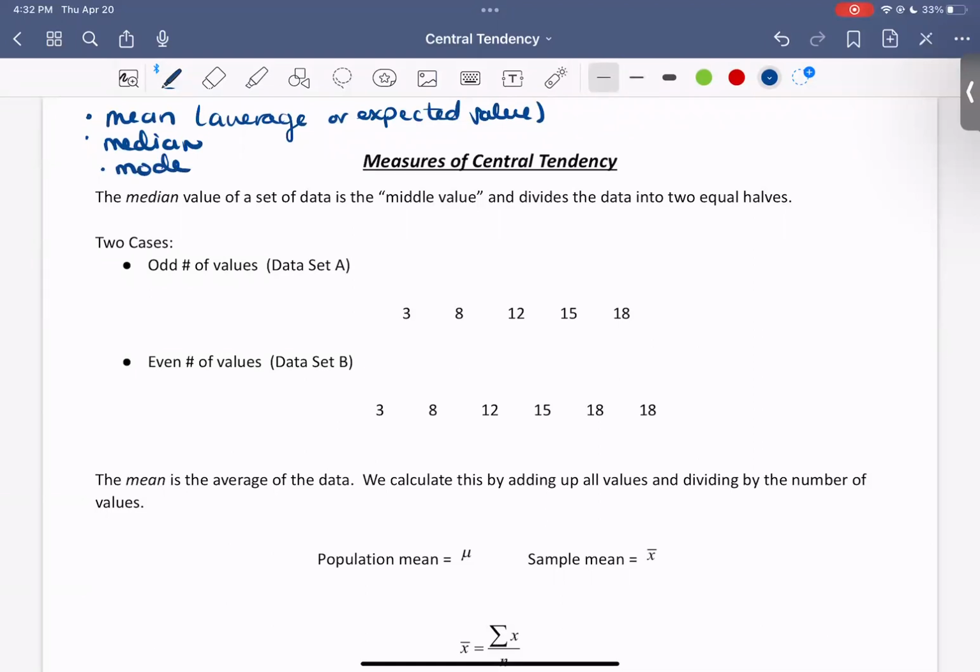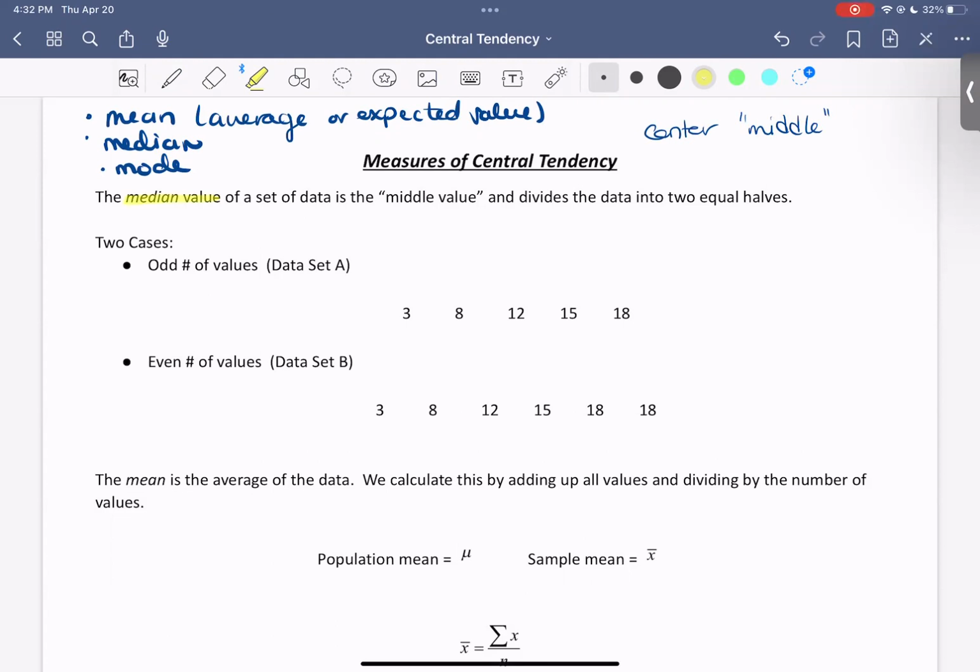These three measurements tell us in some sense where the center or the middle of a collection of data is located. All right, so let's go ahead and get into the details. So first, we're going to look at a median.